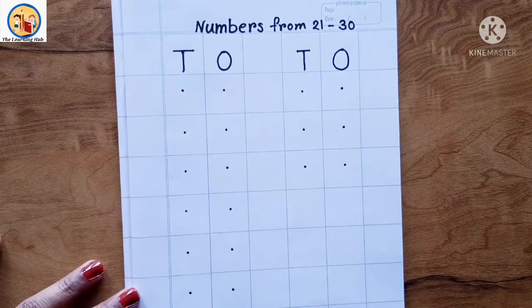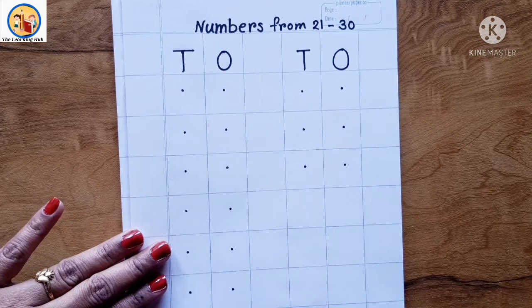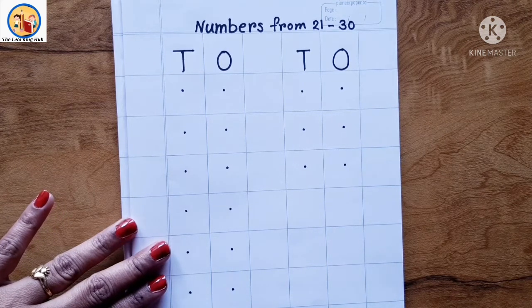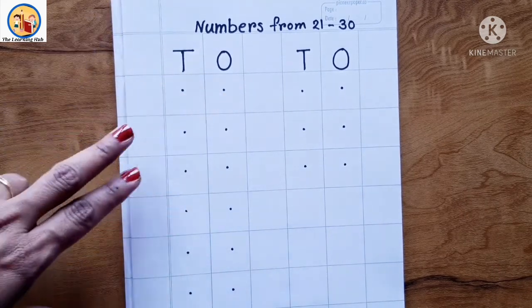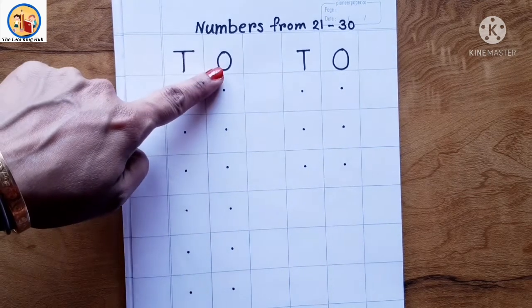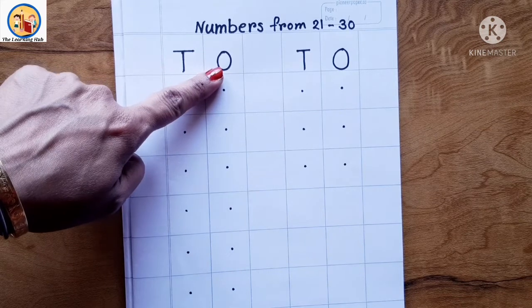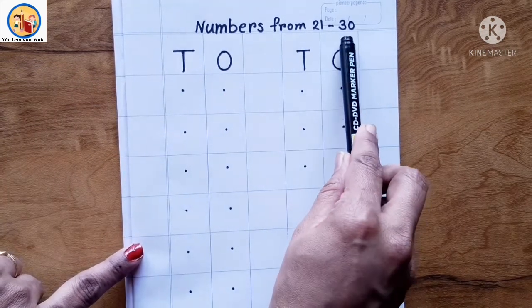Now let's move on to the writing session. So let's write and practice. To write numbers, we need to take a math copy as shown here. Now children, observe very diligently how to write numbers in a math copy. Here I have written tens and ones. As I already told you in the previous class, T stands for tens and O stands for ones. Now we are going to write numbers from 21 to 30.